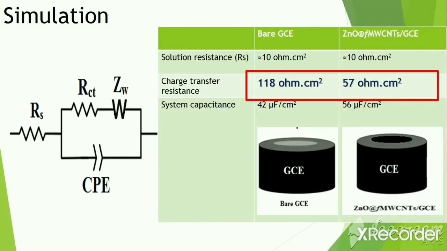To simulate the system, we can find charge transfer resistance and capacitance on the surface of the electrode, and of course we're going to find also solution resistance, as the surface of the electrode is in contact with the solution. So if you can see here in the table, there is a decrease in the charge transfer resistance if you compare the bare electrode and the modified electrode. And this is the most important thing in our work, to decrease this resistance and at the same time increase the system capacitance to make the sensor perform well.